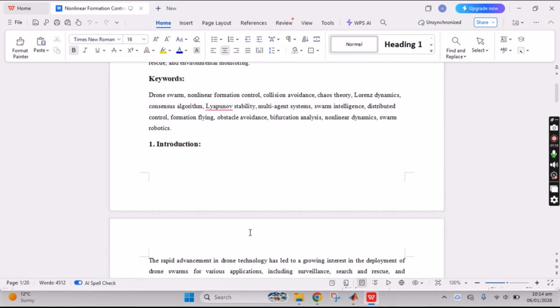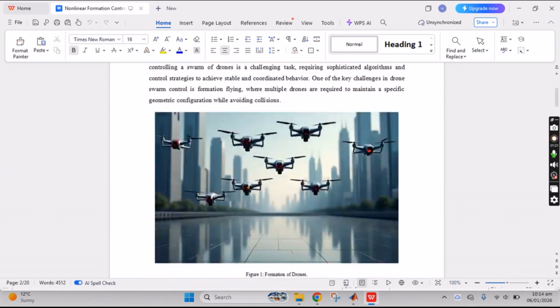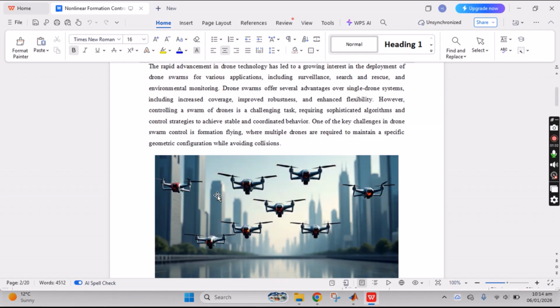Okay, so here is the abstract with the introduction. In the introduction, I have written about the formation of drones, like how multiple drones cover things in terms of security, surveillance, and capturing different pictures, and we need to focus on those drones to increase the coverage, improve robustness, and enhance flexibility. However, controlling a swarm of drones is a challenging task, requiring sophisticated algorithms and control strategies to achieve stable and coordinated behavior as well.